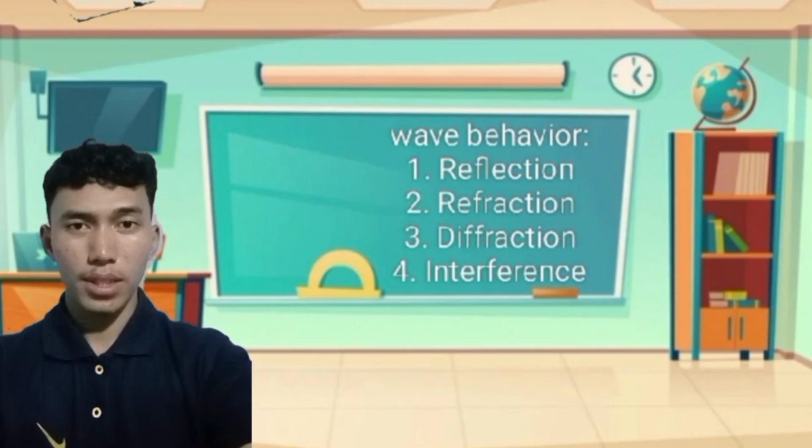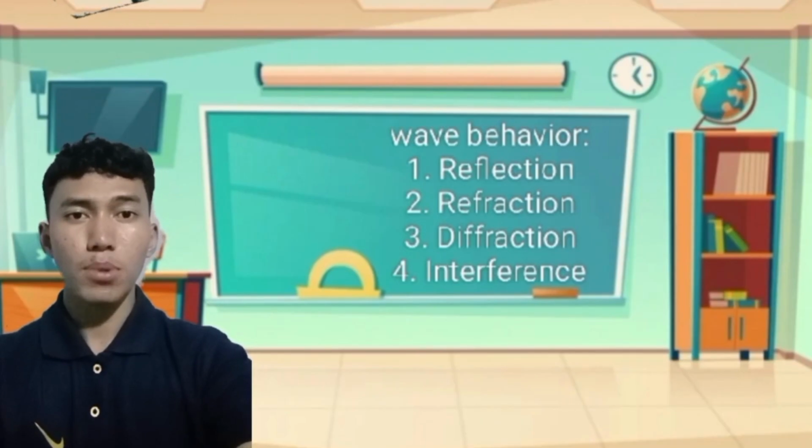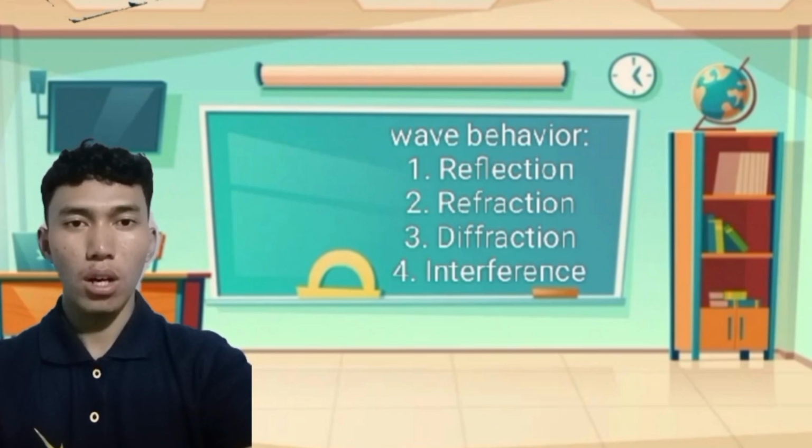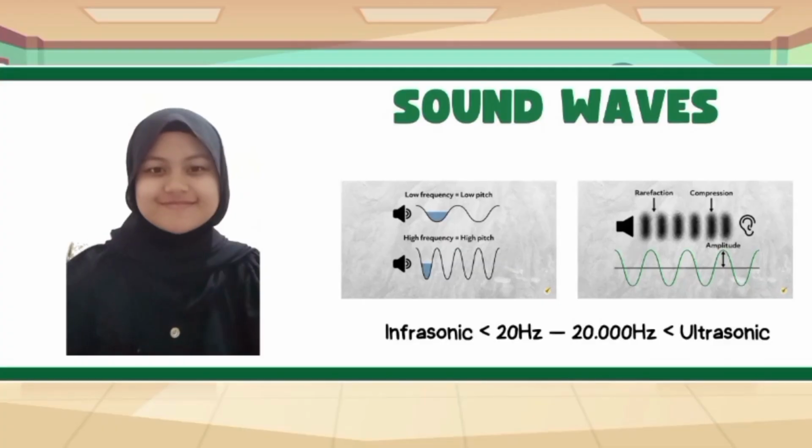Number 4 is interference. When two waves meet, they can add up to make a bigger wave, or constructive interference, or cancel each other out, or destructive interference. This is used in noise cancelling headphones.